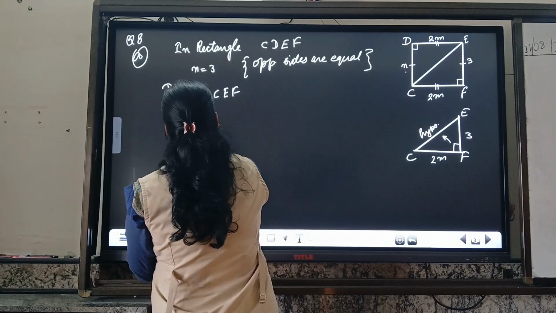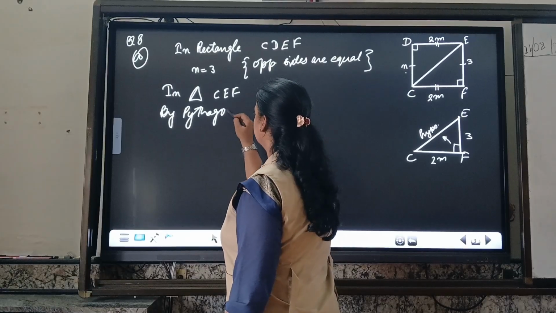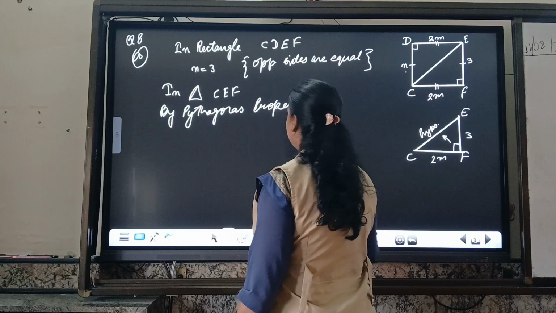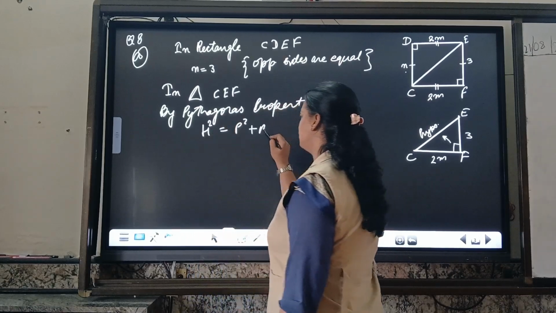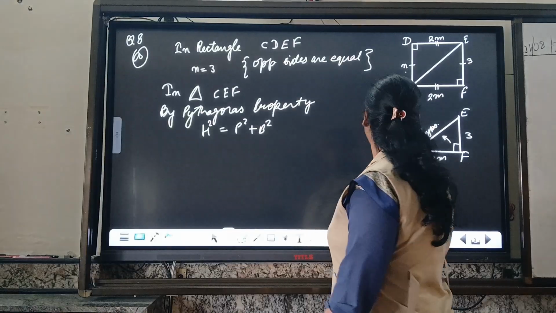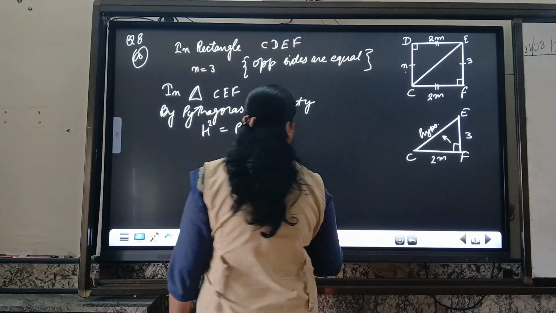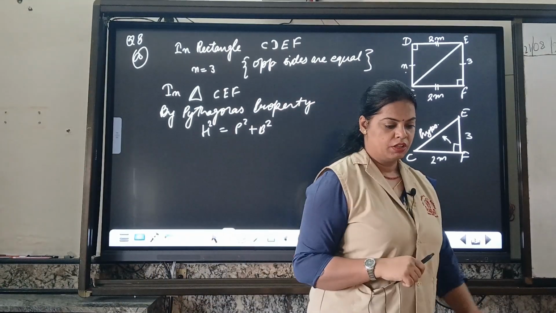triangle CEF by Pythagoras property. We can see h square is equal to p square plus b square. Fine. Then what is h? H is CE. Do we know this side? No, we don't know, or it is not given.